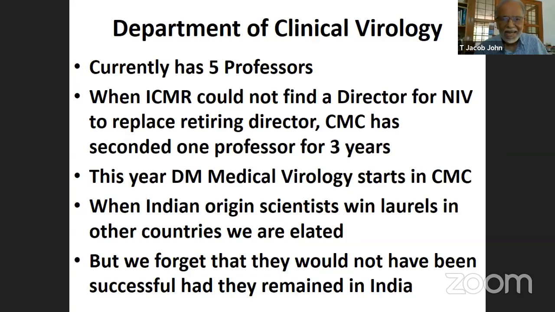Now, when Indian origin scientists make it big in other countries, we all are elated, but we forget that they would not have been successful had they remained in India. Why? Because our system is not made for achievement. We are not a result-oriented society. We are a process-oriented society. All the procedures are being done, ticked off one by one. But when it comes to system building, encouraging people to take risks in their career, be visionary, we are not up to the mark. Thank you very, very much.